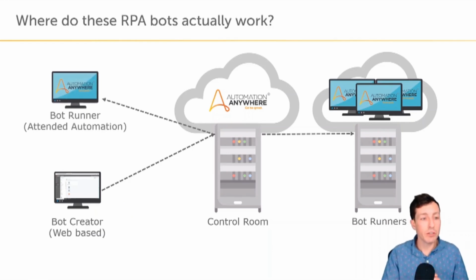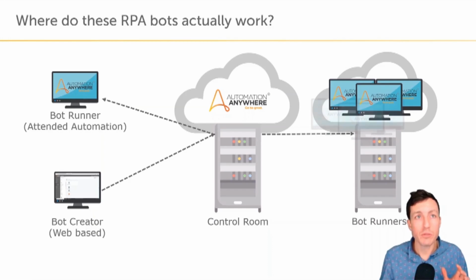The flip side is that we do have support for a bot runner. So we can do attended automation at an actual desktop. And that's where a bot is working more as a virtual assistant. And you could engage with the bot. You could have the bot do a few steps of a process, then you do a few steps, then you engage with the bot in a different way. And so that is an option.